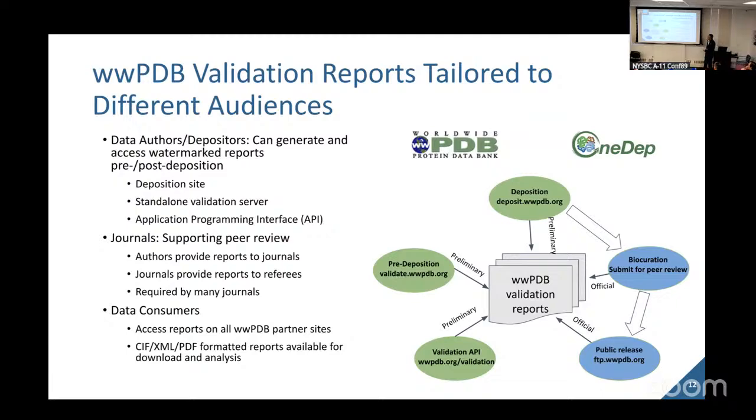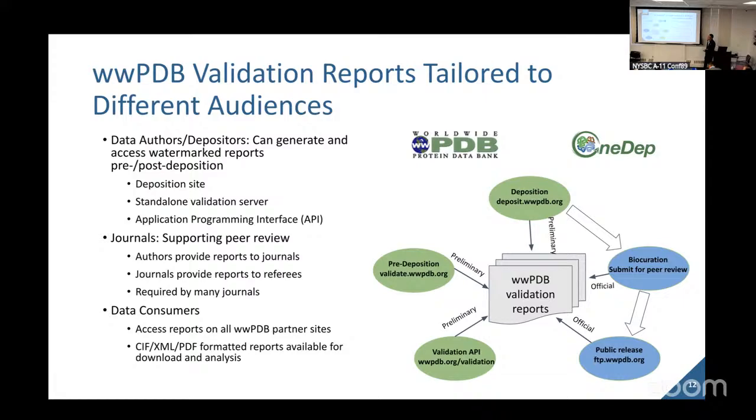The authors can do validation through different processes. Before they deposit, they can do pre-deposition validation, either through a web interface or through an API by programmatic access, which generates a preliminary report for the author to review and preview. And when an author starts an application, the preliminary report is also generated, but only when the authors click submit.